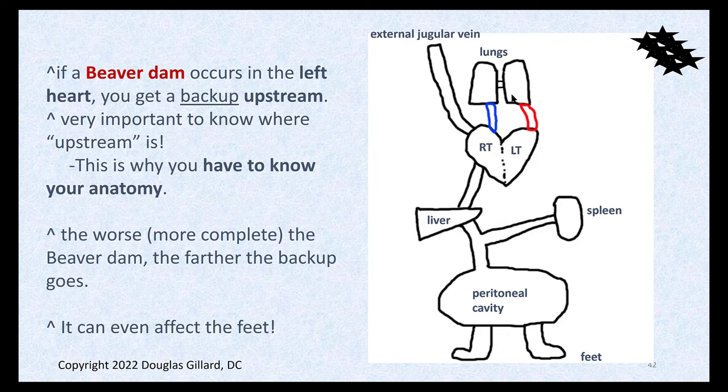In fact, if the pressure gets high enough, it will start to spill into the microcirculation around the alveoli. If the pressure gets too high, too much blood fluid is driven into the alveoli, and you're going to start to cough and choke. You're going to have blood fluid going into the alveoli. That's called pulmonary congestion. So a beaver dam in the left heart causes pulmonary hypertension and pulmonary congestion.